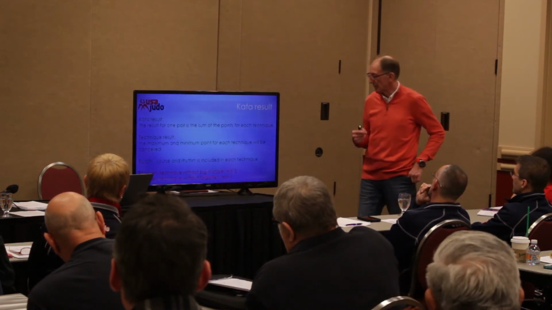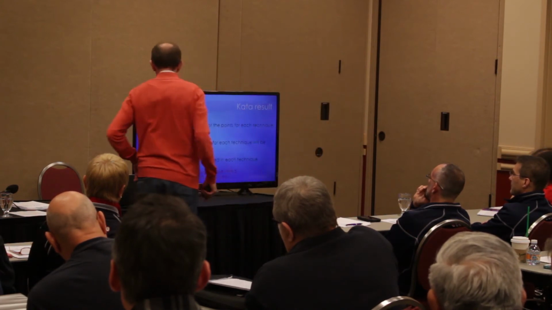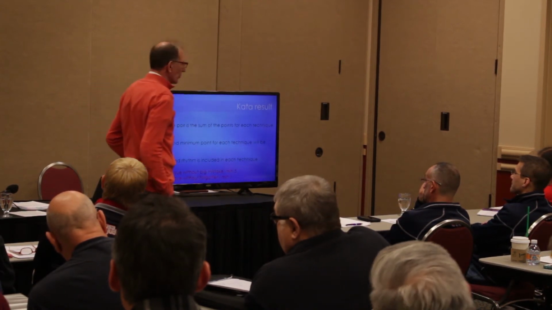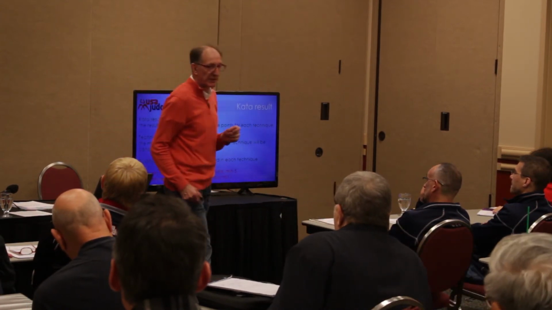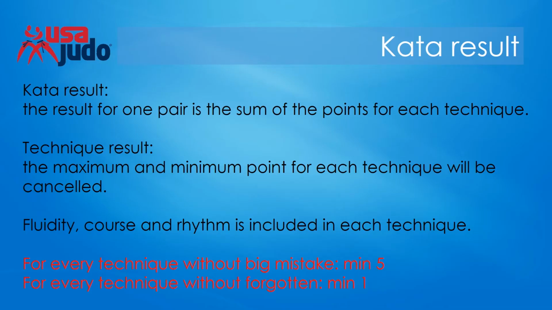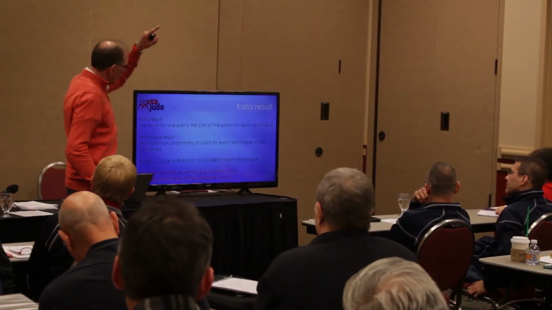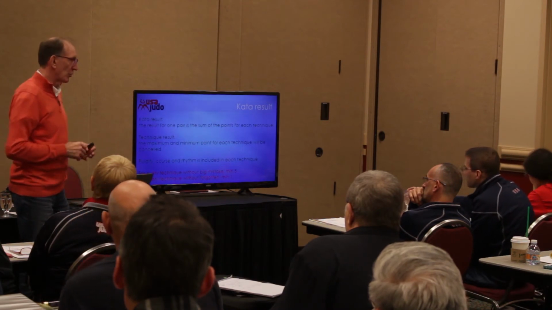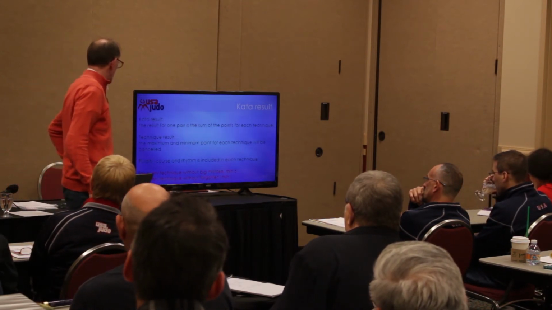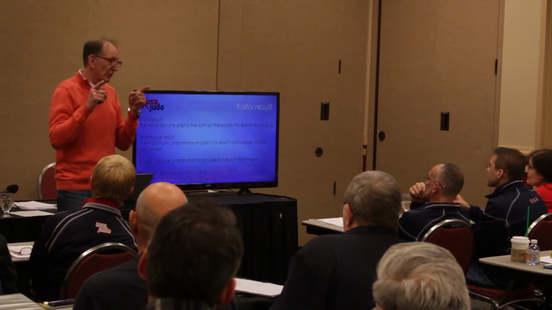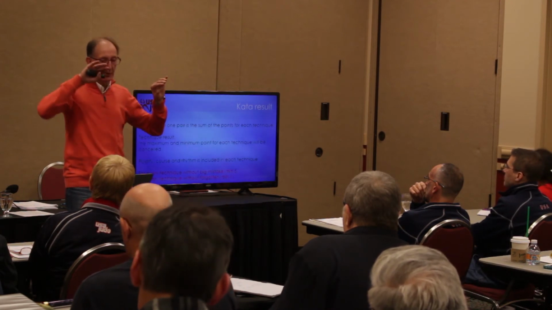So, here we start the problem. The kata result. With the system, the result of one pair is the sum of the points of each technique. So, judges will give a score for each technique. For Nage no Kata: Ukiotoshi, Ippon Seoi Nage, Kata Guruma, and so on, we have points for each technique. And the sum of these techniques is the total score for the kata. The technique result is the total of the points of the 5 judges minus the higher score and the lower score.